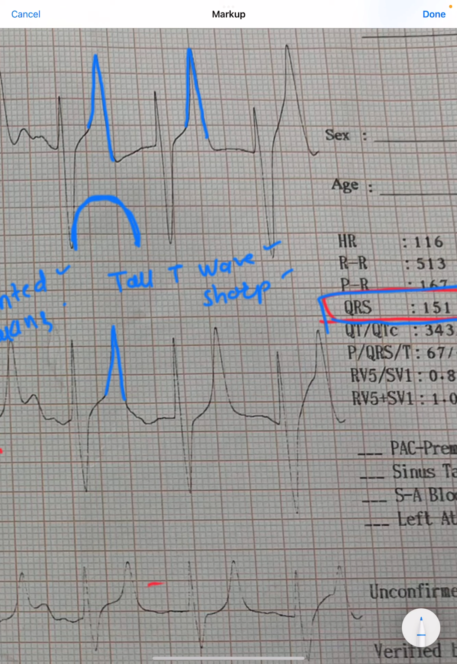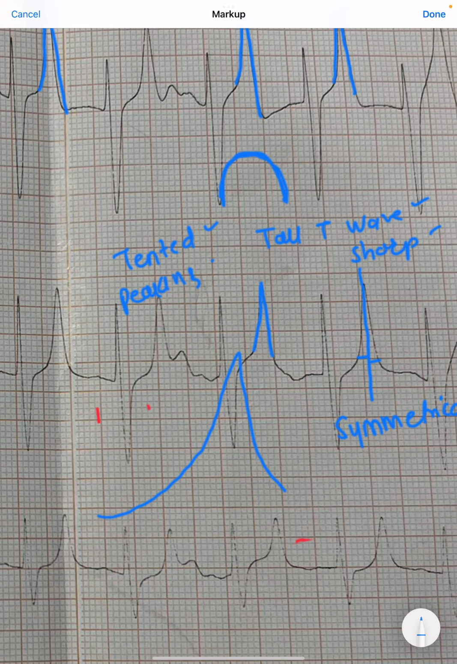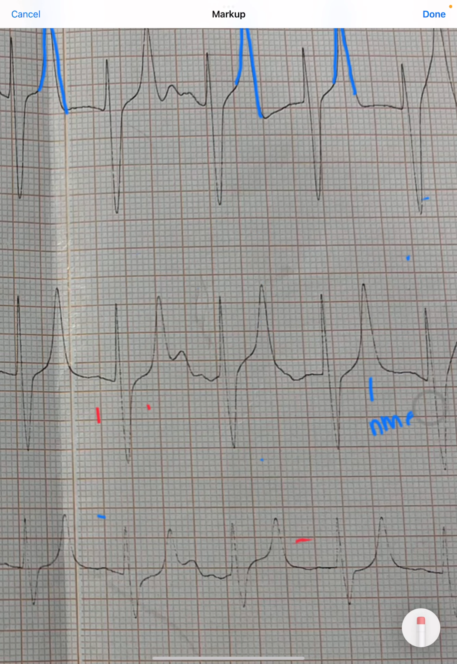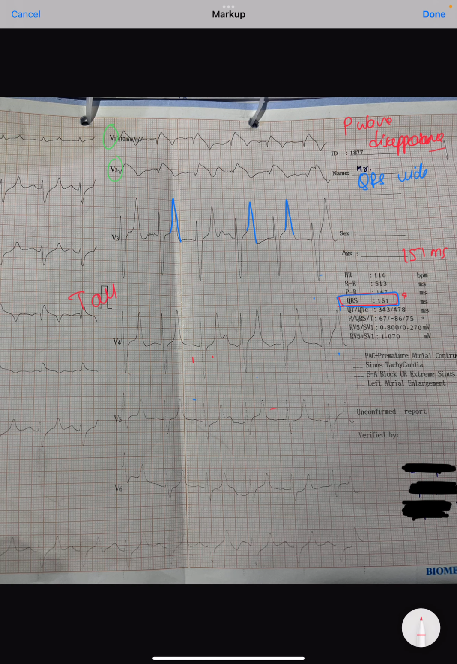How do we call it symmetrical? Normally, if you draw from the midline of the tip, this distance and this distance are almost the same. So this is a symmetrical T wave. Whereas the normal T wave which we get is like this. So the normal T wave is not symmetrical. The T is always asymmetrical in normal, but in this ECG, what we are seeing is a symmetrical, tall, tented T wave.